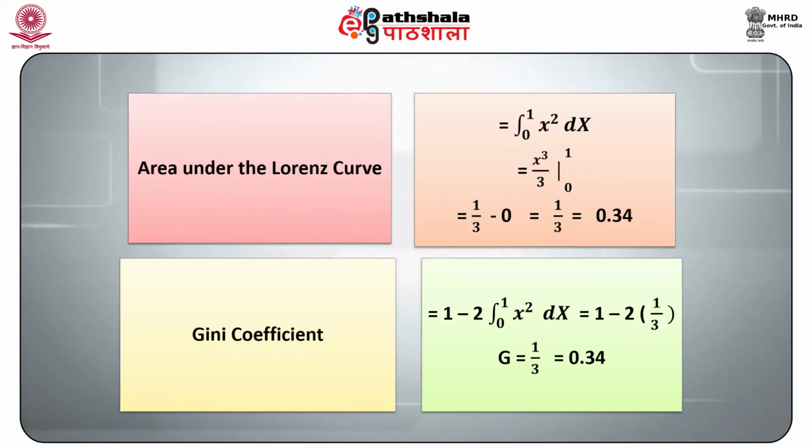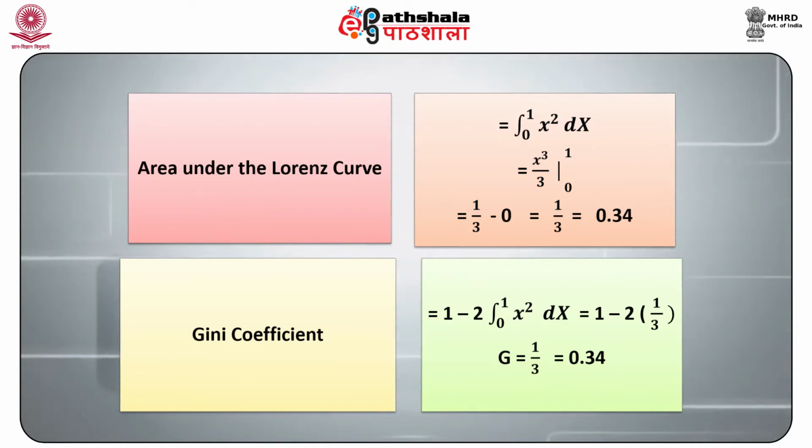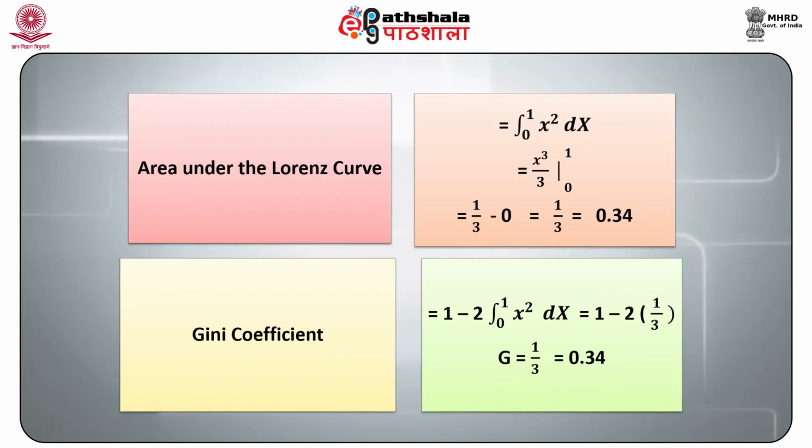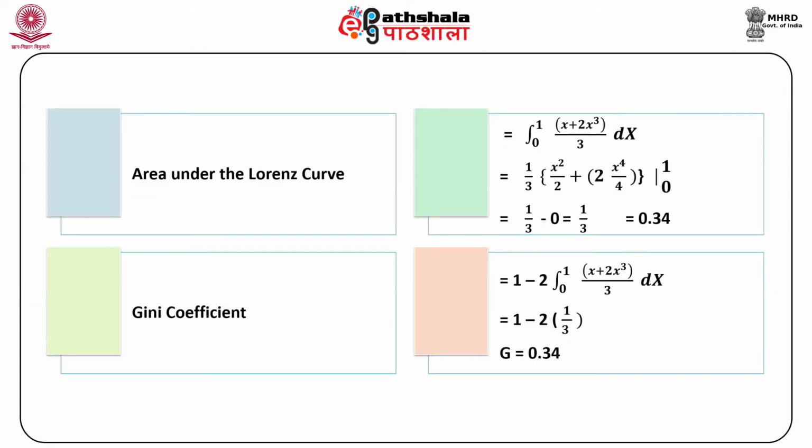The Gini coefficient is equal to 1 minus 2 integral 0 to 1 x square dx, and G is therefore equal to 1/3, equal to 0.34. Area under the Lorenz curve is given by integral 0 to 1 of (x plus 2x cube) upon 3 dx. This is equal to 1/3 [x square by 2 plus 2 x^4 by 4] ranging from 0 to 1. This is equated to 1/3 and is equal to 0.34.